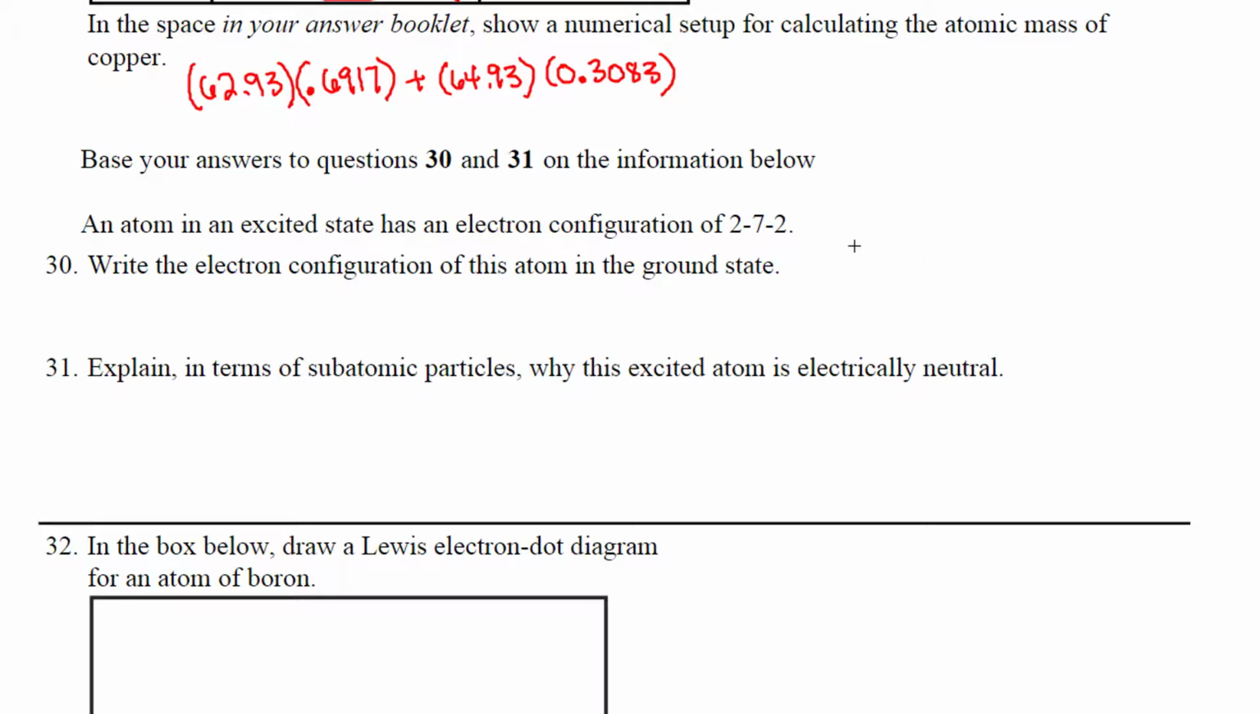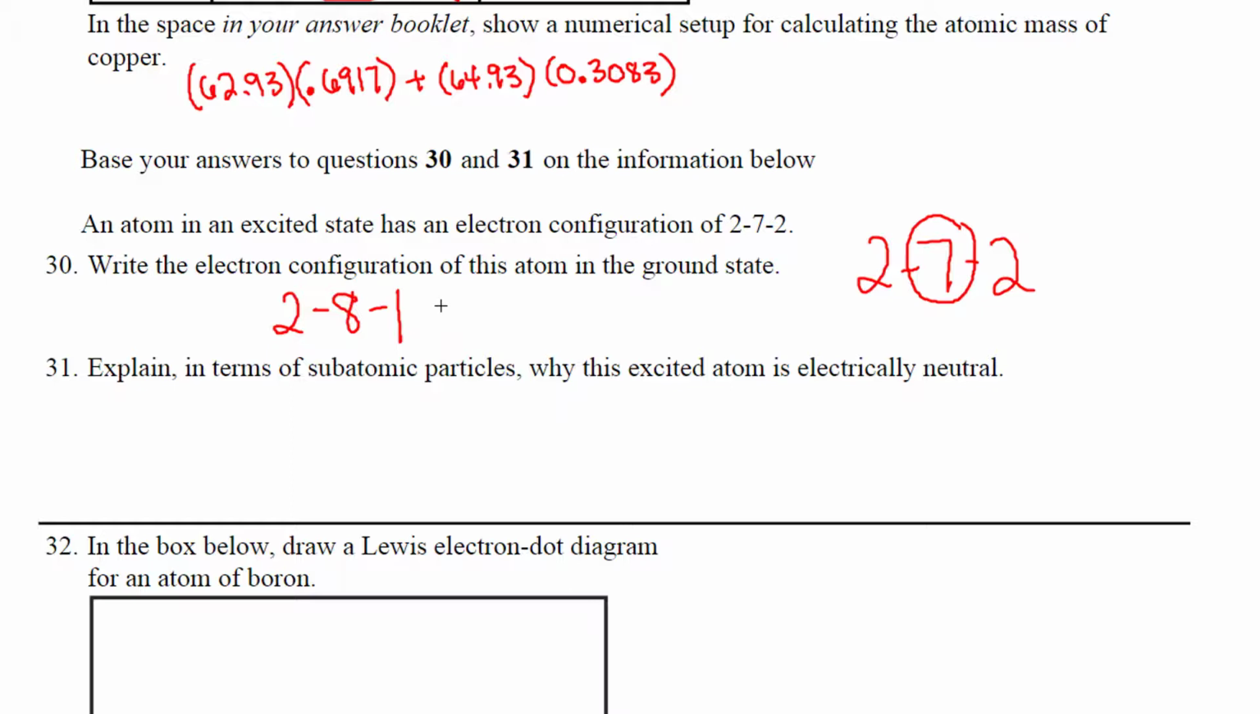So we're given 272. By looking at this, we can see that the reason this is excited is because this second shell isn't full before we've put something into the third shell. So the correct ground state configuration should be 2-8-1, and that is really the only acceptable answer here. Atoms only have one possible ground state configuration. It's the excited state configurations where we can have more than one possibility.